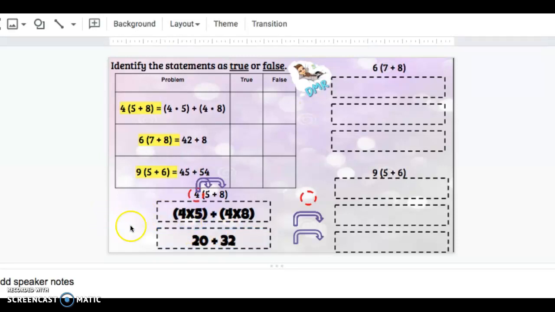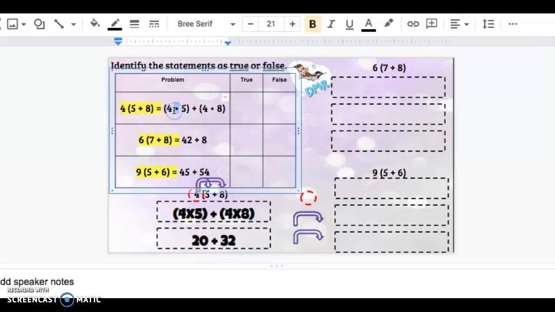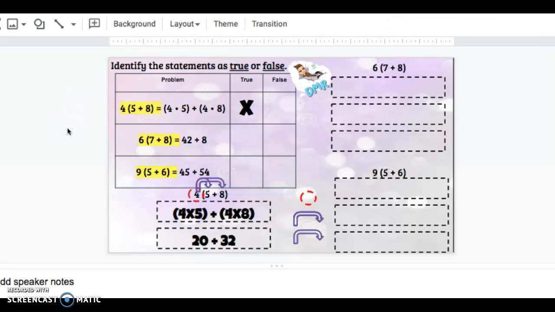Okay, so now you see these, and then you can add them and you get 52 for your next box if you had to solve it all the way through. But I'm looking here and I see, remember the dot, we learned this when we do order of operations, means multiply. So that says 4 times 5 plus 4 times 8. And I'm looking here and I see what I did and I got that as well. So that means it's true. So I'm going to place an X in my box for true. That's what we're doing here.